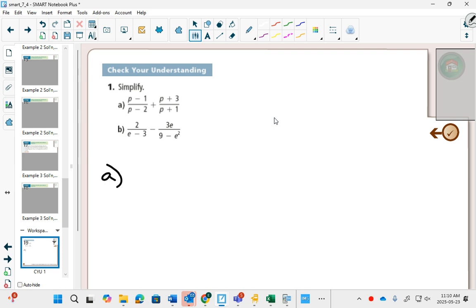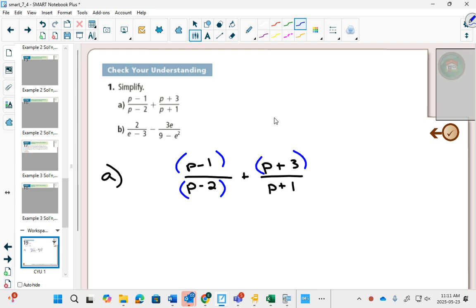I'm going to rewrite the question, leave some space in the front, and leave some space behind. And again, can we cancel out these p's? No. This adding and subtracting groups things together, and so all of these are grouped as single factors. And in order to add or subtract fractions, we need our denominators to be the same.